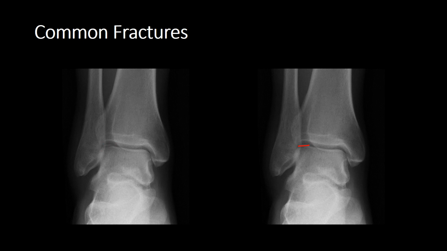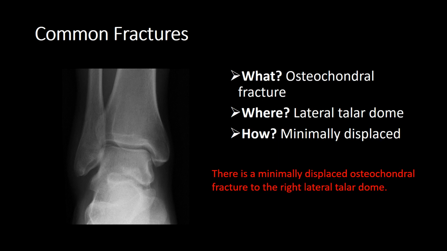And we normally see it on either the lateral corner of the talar dome or the medial corner of the talar dome. So it's important when you look at an ankle x-ray to always scrutinise the talar dome carefully. Now with an osteochondral fracture, what you're looking at are breaks in the cortex, and you should have a sharp lucent line. And this is particularly important because we'll talk about osteochondritis dissecans in a few moments. So what is it? It's an osteochondral fracture where it's the lateral talar dome. How? It's minimally displaced.